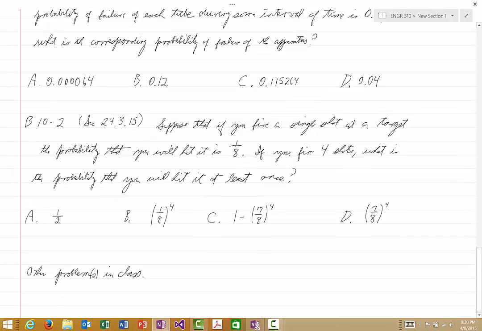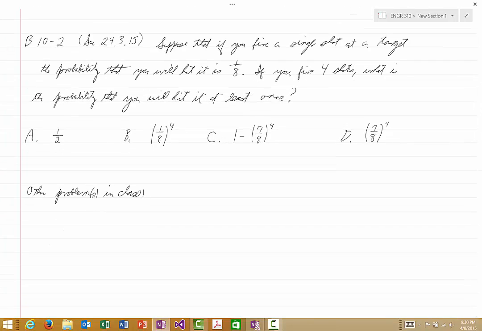And for the second problem, this one is related to 24.3.15 in your book. Suppose that if you fire a single shot at a target, the probability that you will hit it is 1/8. If you fire 4 shots, what is the probability that you will hit it at least once? Again, the answer here is exactly correct. Choice A is 1/2. Choice B is 1/8 to the 4th power. Choice C is 1 minus 7/8 to the 4th power, and D is 7/8 to the 4th power.